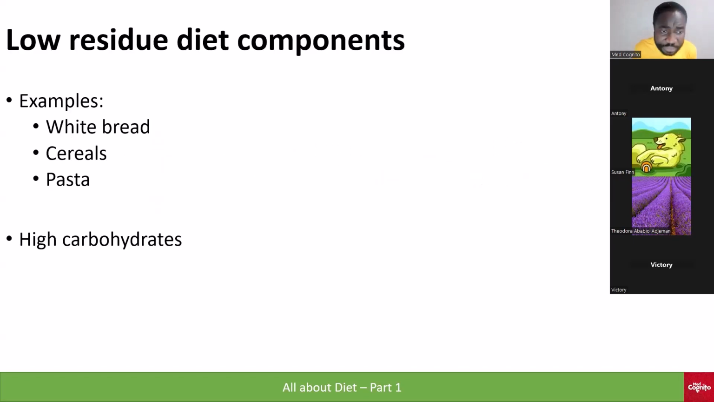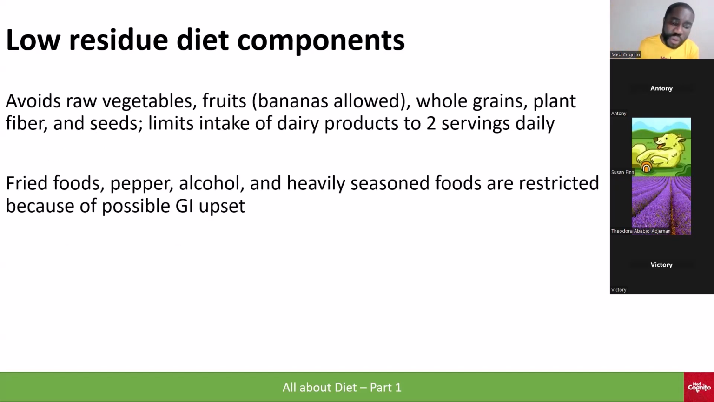Low residue diet, the components can be white bread, cereals, pasta, and all these things. As I mention them, one thing should come into your mind: carbohydrates. Low residue diets, think about high carbohydrate levels. So these are foods which can spike the clients' glucose up, right? Cereals, pasta, white bread.